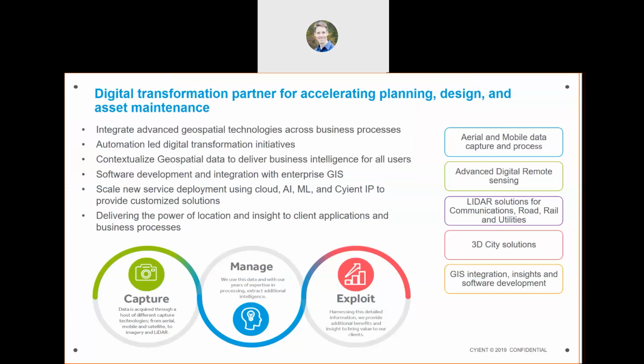Automation is a big part of what we do, and a lot of our transformation initiatives have quite a high degree of automation built into it. It really delivers that scale and the throughput and really the value for money that our customers are looking for. Another area that we're focused on is the ability to contextualize different types of geospatial data to deliver business intelligence and value for different types of users.